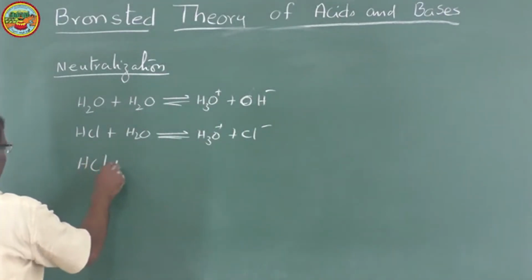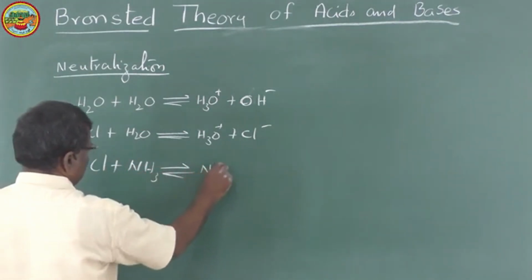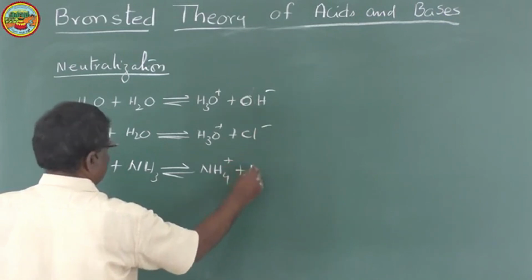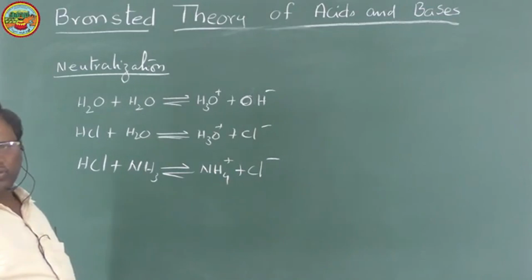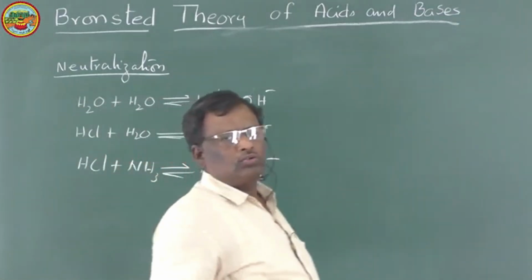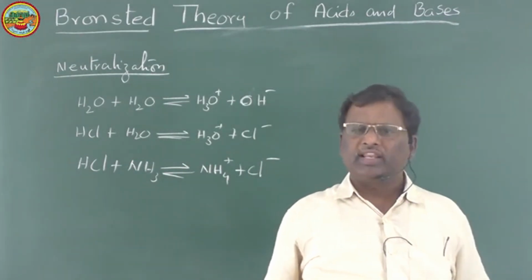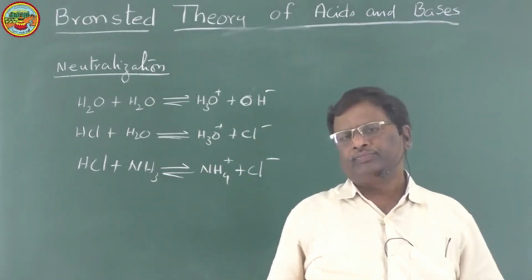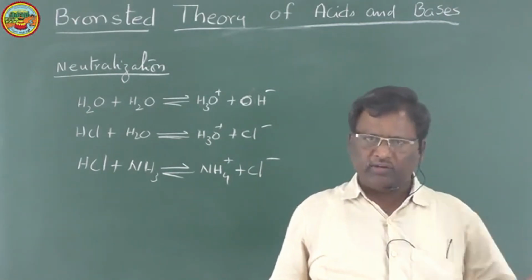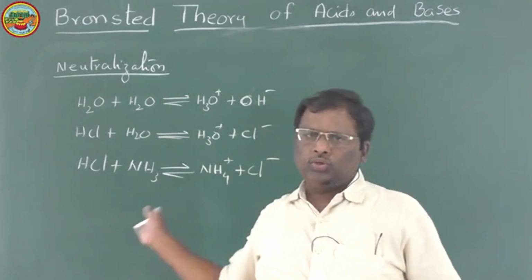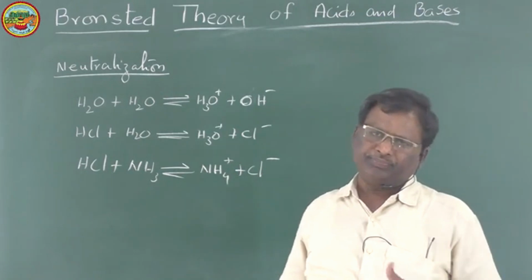Similarly, the reaction between HCl and NH3 gives us NH4 plus and Cl minus. This is also a neutralization reaction. So there is no condition here for the formation of water molecule. In previous Arrhenius theory, we had that condition. In your 10th class, you have studied that theory. But in present scenario, in our syllabus, it was removed. So this is neutralization reaction regarding the Bronsted theory.